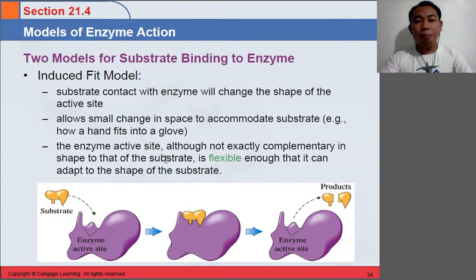Unlike what happened in the previous slide, the lock and key model is more specific compared to the induced fit model. Because, again, when the substrate contacts the enzyme, it will change the shape of the active site, making the product possible. And that is why it is said to be flexible enough that it can adapt to the shape of the substrate.